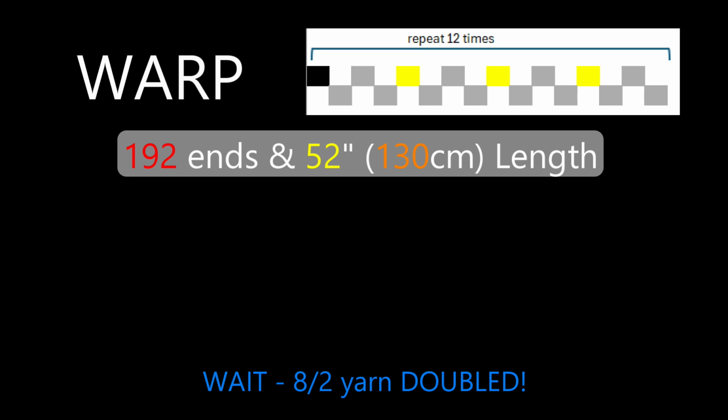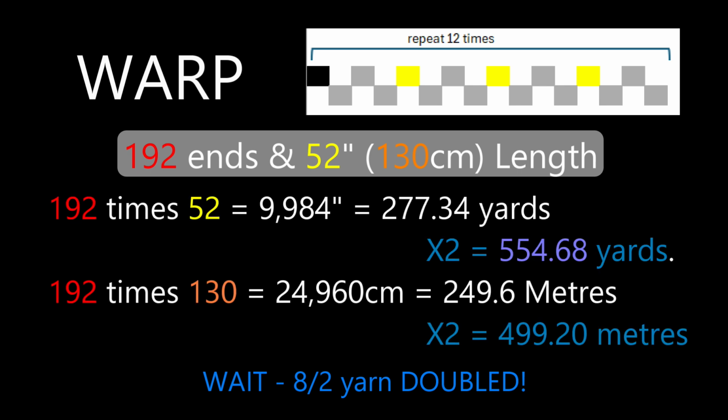Remember, in this example, we are using 8/2 cotton doubled in our warp and weft. So we will need to double our results here. So in imperial, 277.34 yards times 2 is 554.6 yards. In metric, 249.6 metres times 2 is 499.2 metres.